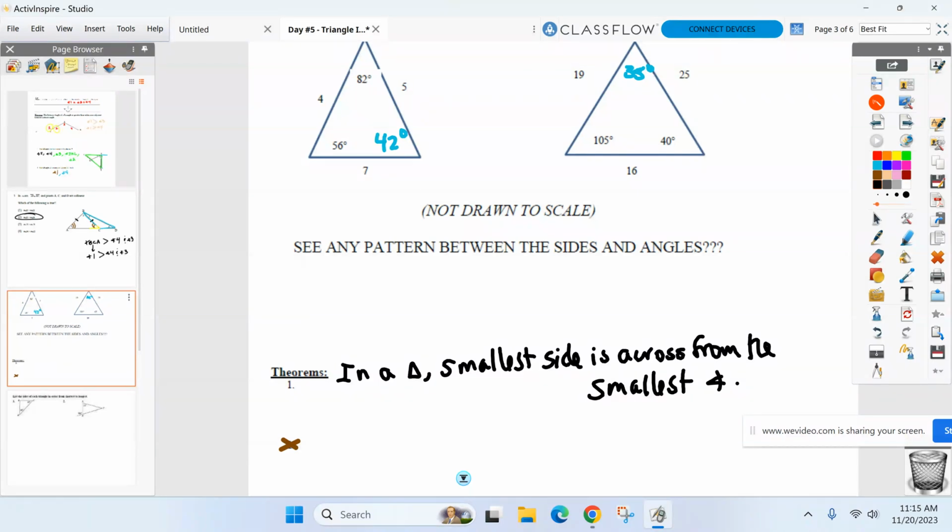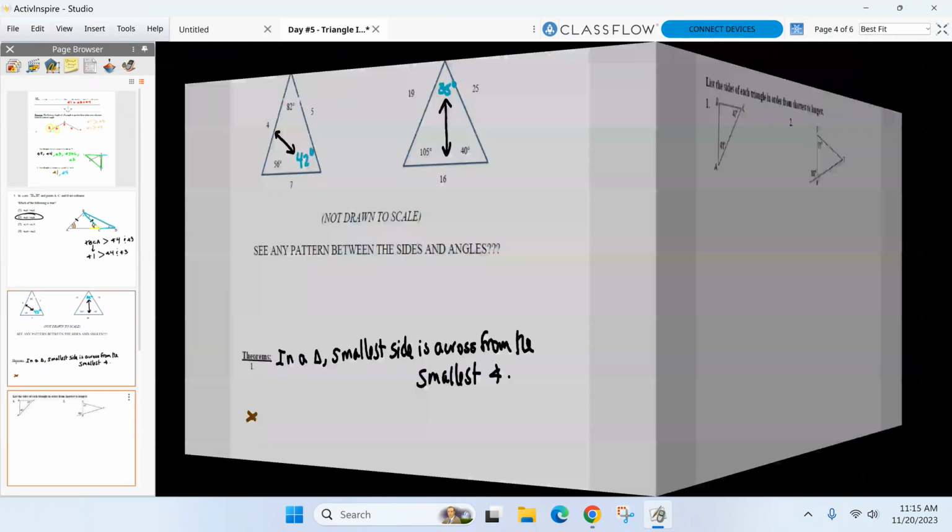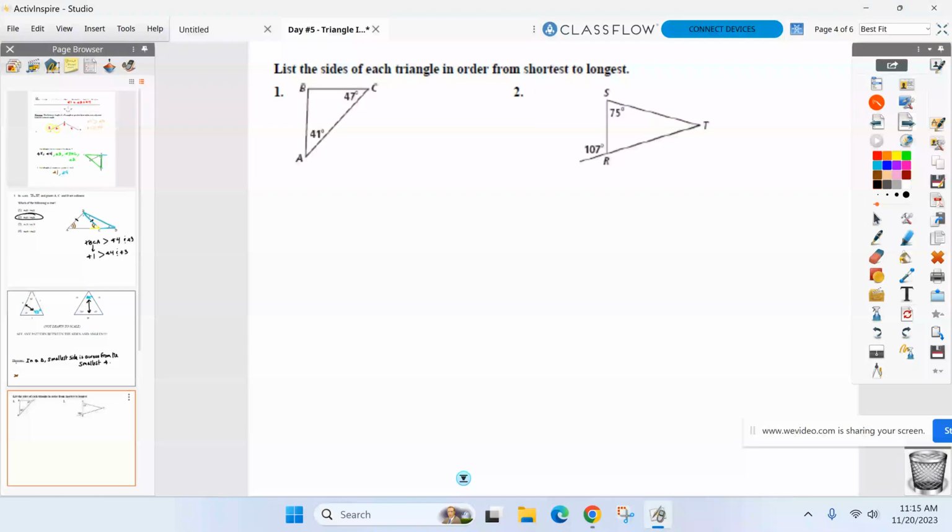Take a look. 42 and 4 are across from each other. 35 and 16 across from each other. Always, always, always that'll work. So there's your second big theorem for today. So let's use it for a couple problems and then we're done.